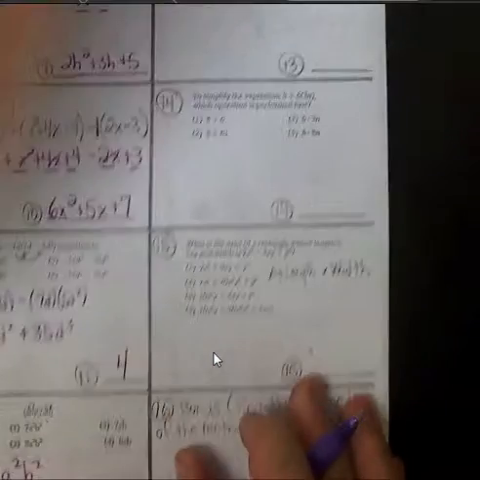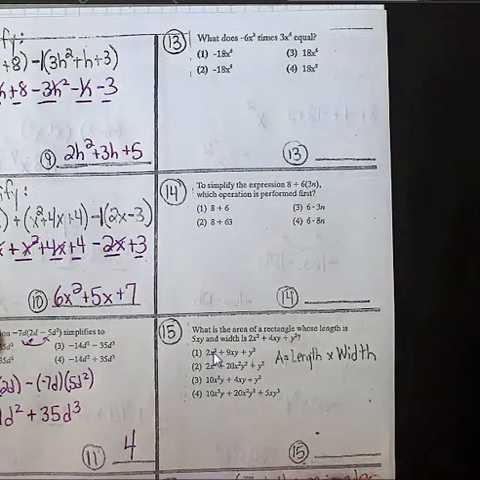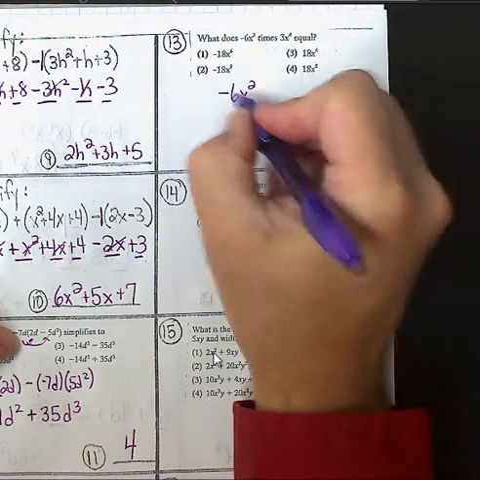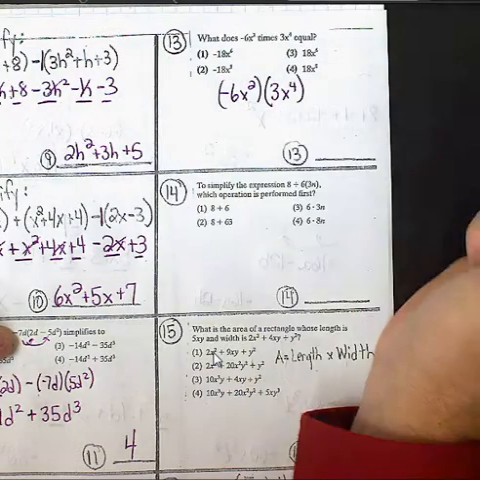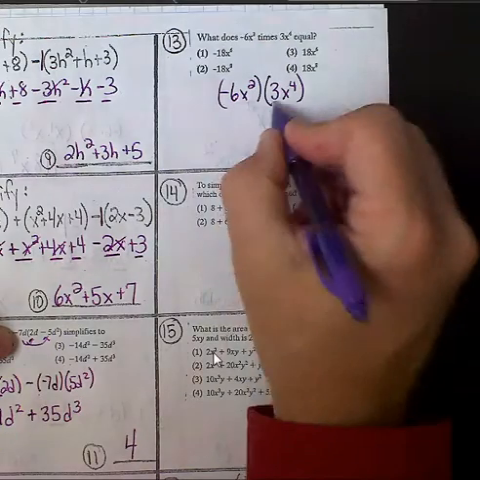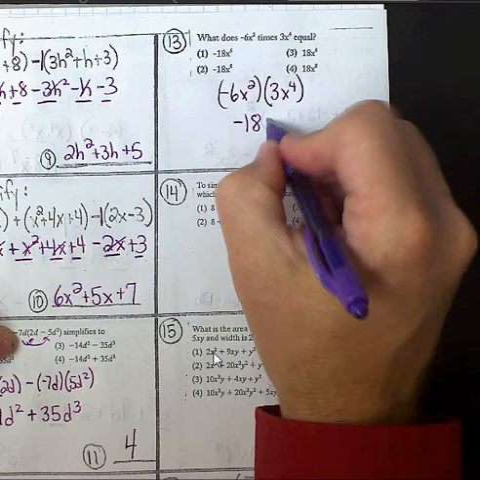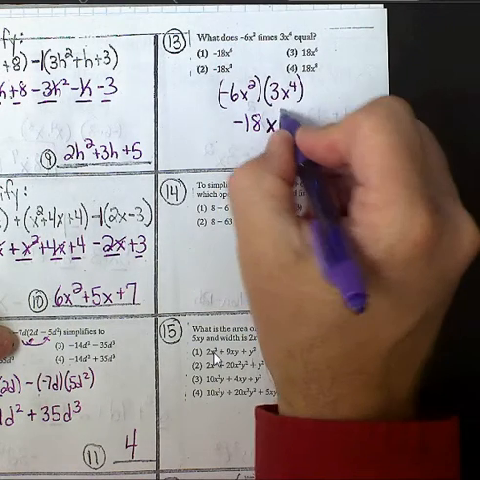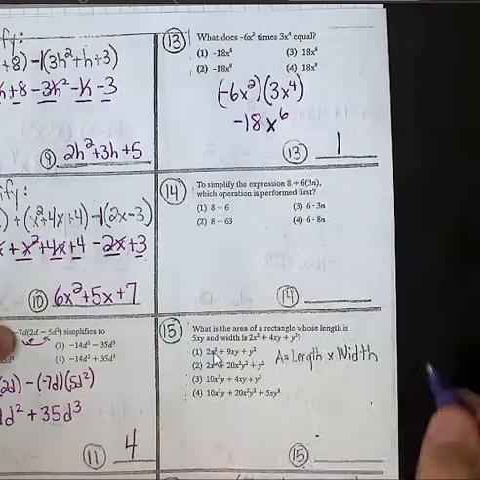Move up to question 13. And question 13 says we're taking negative 6x squared times, which means we're multiplying it by 3x to the 4th. When you're multiplying, again, reminder, you don't have to have like terms, and multiply what you can. The numbers, when you multiply them together, negative 18. The variables, when you multiply them together, x times x will always give you an x. You just add the exponents. So negative 18x to the 6th, and that's choice 1.